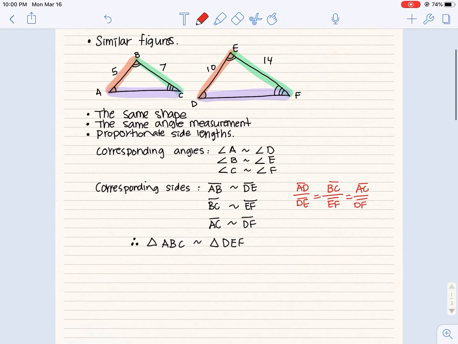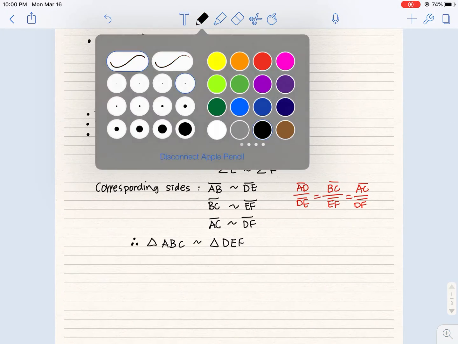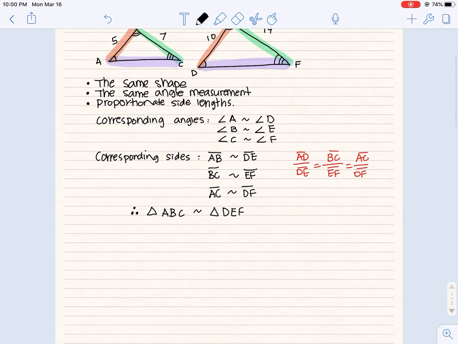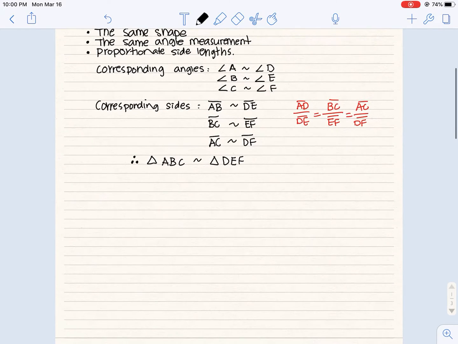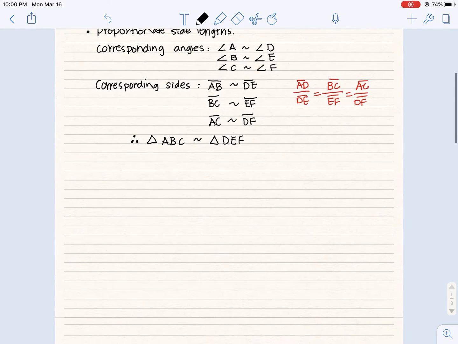Okay, so let's see, how can we identify some of these similar figures? If you look into your textbook, page 197, you have a couple of questions to work with. If you don't have the textbook, that is fine. I will go over the questions with you.